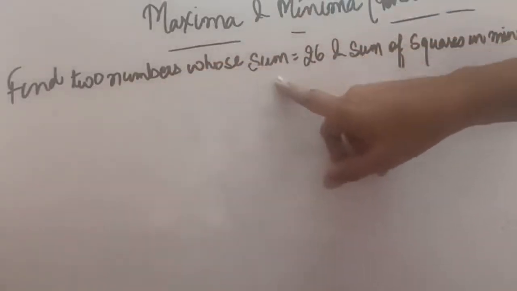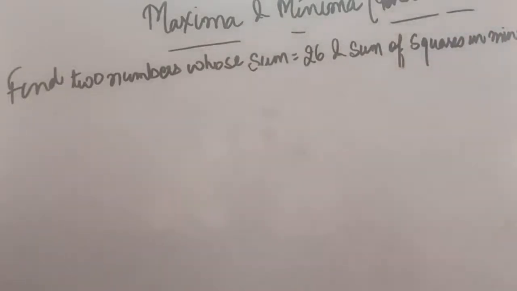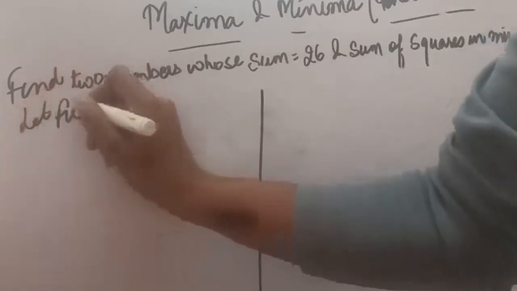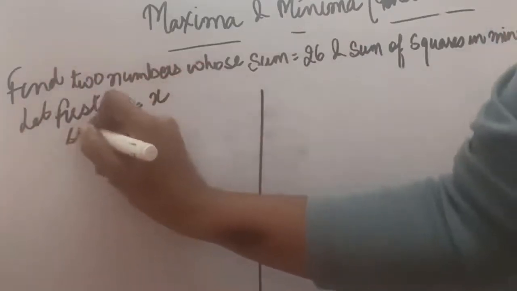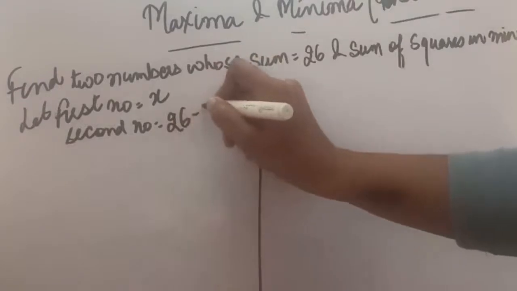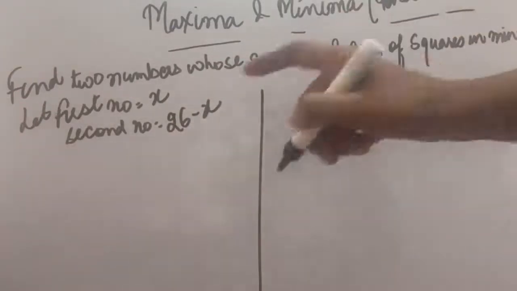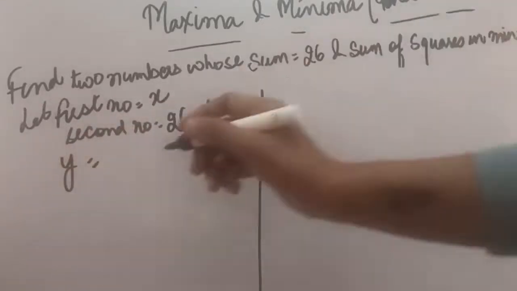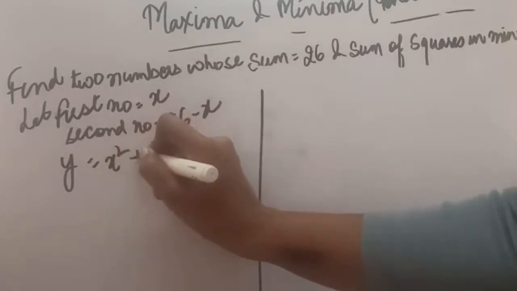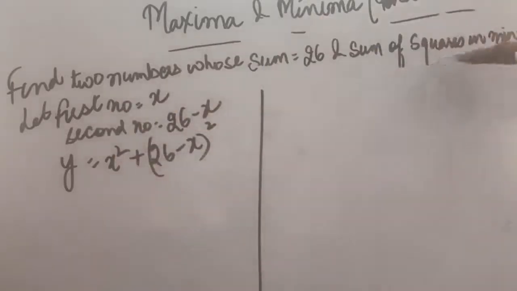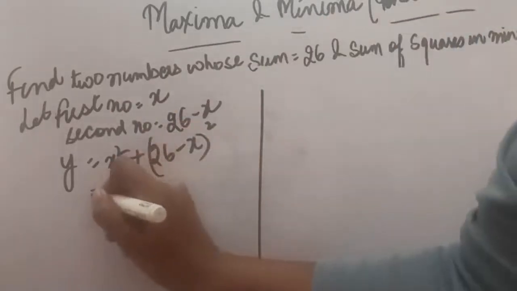This is yet another question. Here we have been asked to find two numbers whose sum is 26 and sum of squares is minimum. Like the previous question, let our first number be x. So what will be our second number? As their sum has been given as 26, the second number will be 26 minus x. So how will the function y be created? From the second clue, sum of squares is minimum. Sum of squares means first number's square plus second number's square. So from here we created the y function.